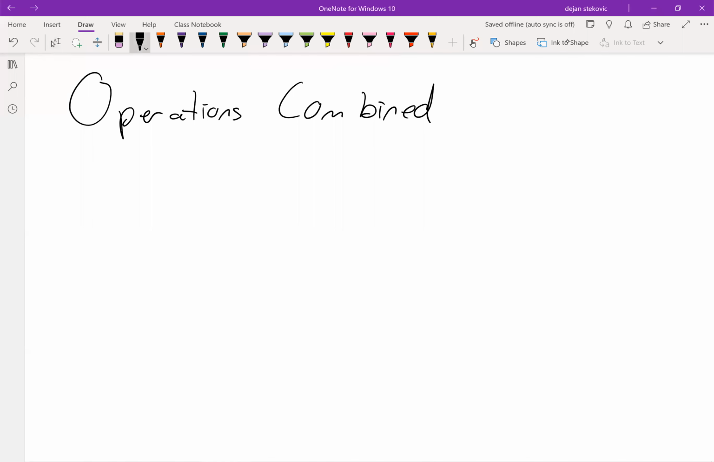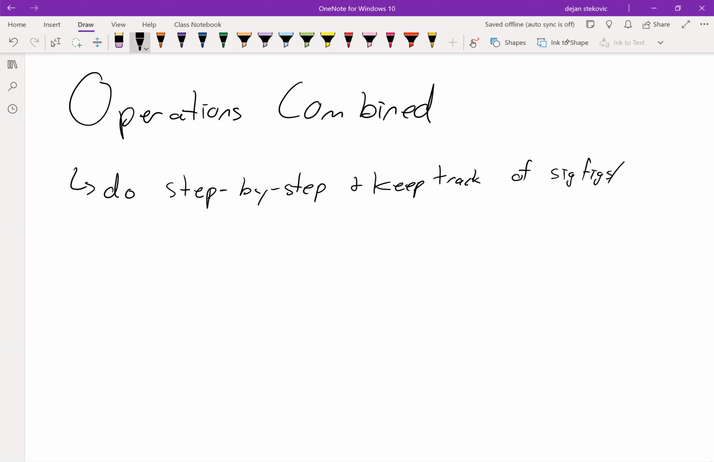All right, so we took a look at what happens when you do multiplication and division, and then what happens when you do addition and subtraction. But oftentimes you're going to have to do a combination of the two. So what do you do when you have combinations of different types of operations? The key here is to do it step by step, and keep track of your sig figs, your uncertain digit. And then remember, round only at the end. So let's take a look at what that means.